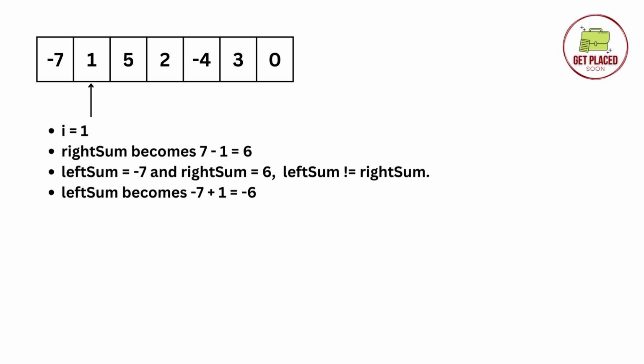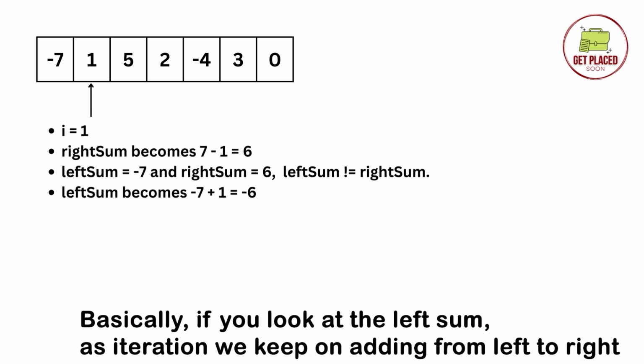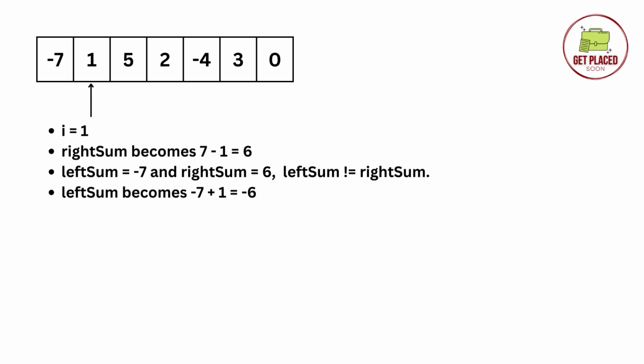In the next iteration, when i equals 1, right sum becomes 7 minus 1, that is equal to 6. Now we will check left sum and right sum. Left sum is again not equal to right sum. So we add the ith value to the left sum. Left sum becomes minus 7 plus 1. So basically, if you look at the left sum, as iterations go on we keep adding the array elements from left to right. In the right sum, we are decrementing the array elements.